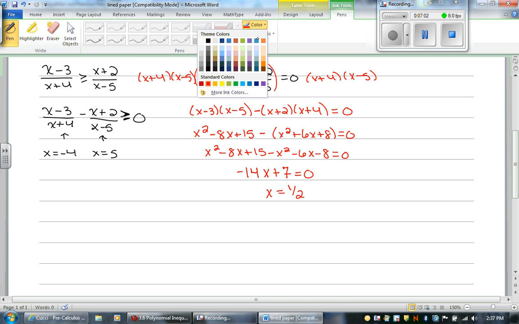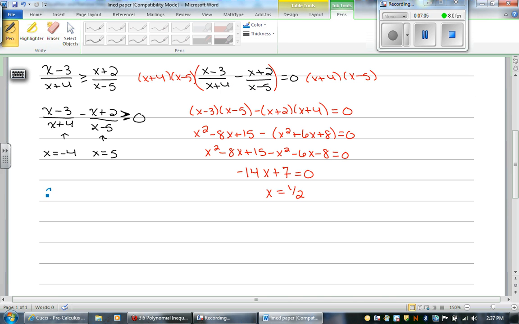So I've got a couple of critical values, right? I've got -4, I've got 1/2, and I have 5. Those are my critical values. So we actually have 4 intervals in which we need to deal with. So we set up our number line, we place those on there, and we start testing.